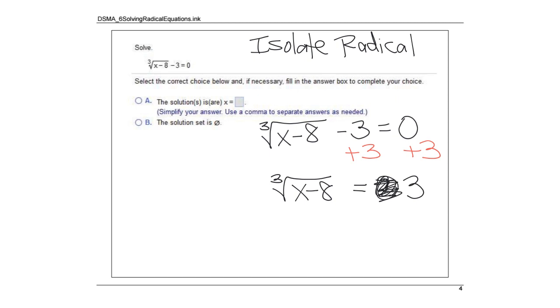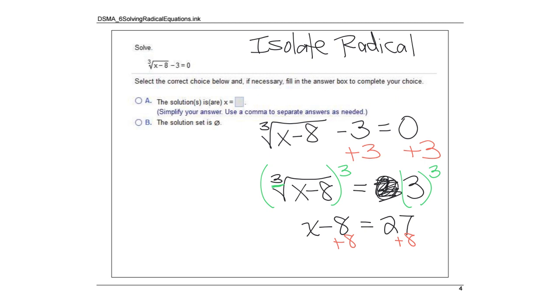Okay, now I can deal with the fact that I have a radical with an index of 3. So I'm going to do the inverse, and I'm going to raise this to the power of 3. That means I have to also raise this side to the power of 3. On the left-hand side, I have an index and an exponent that match, so I just end up with x minus 8. On this side, I have 3 cubed, so 3 times 3 times 3, which gives me 27. And then finally, I want x by itself, so I'm going to add 8 to each side there.